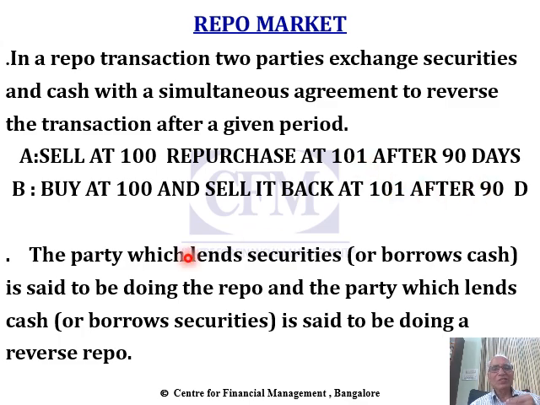The party which lends securities or borrows cash is said to be doing the repo. In this case, A is said to be doing the repo because A is lending or selling the securities and borrowing cash, and the party which lends cash or borrows securities is said to be doing the reverse repo. In this case, B is said to be doing the reverse repo.